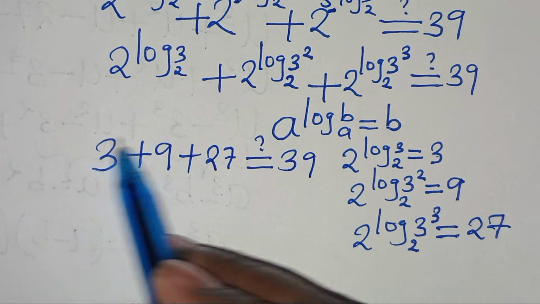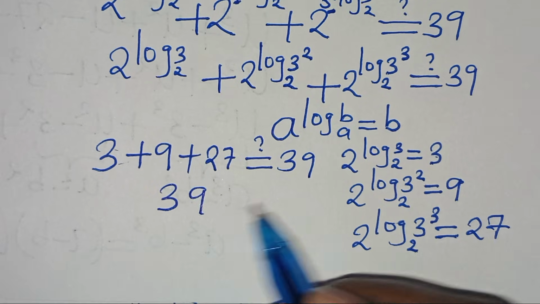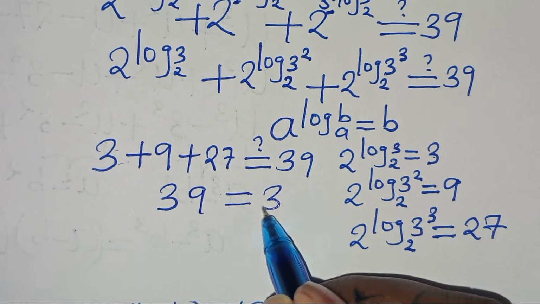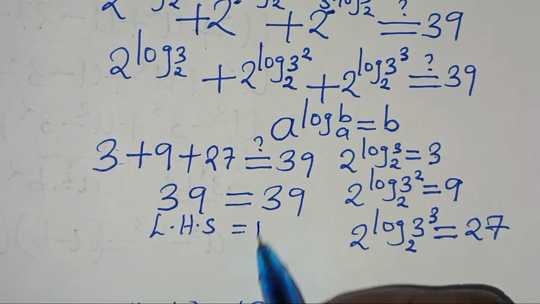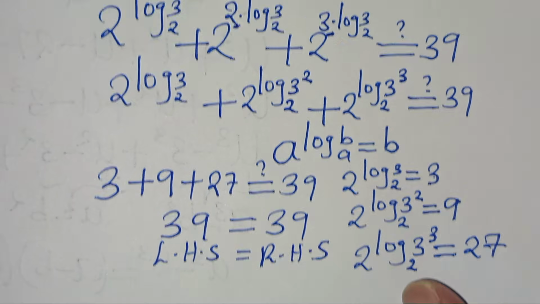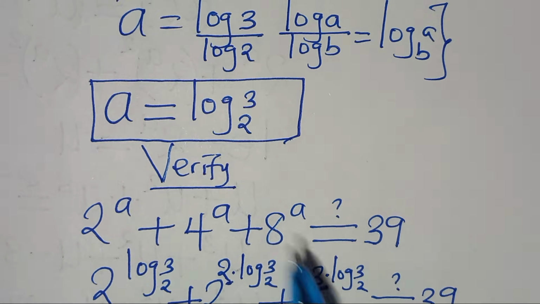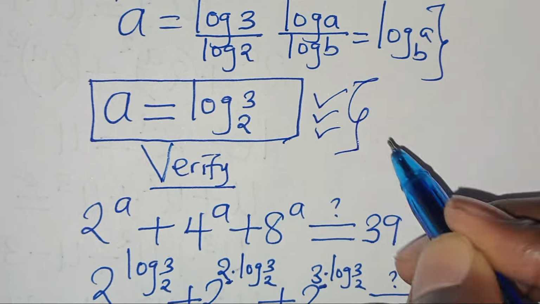So 9 plus 3 is 12, plus 27 is equal to 39, and this is equal to 39. So the left hand side is equal to the right hand side. And this affirms that the value of a, which is log 3 to base 2, actually satisfies the equation.